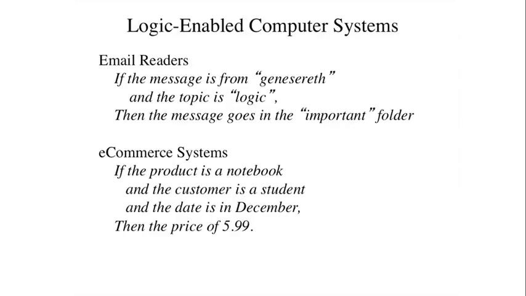As pervasive as logic is in human affairs, it's not limited to purely human use. Logic is increasingly being used at the interface between man and machine, especially in logic-enabled computer systems, where the users can view and edit logical sentences. Think, for example, about email readers that allow users to write rules to manage incoming mail messages, deleting some, moving others to various mailboxes, and so forth, based on properties of those messages. In the business world, there are e-commerce systems that allow companies to encode price rules based on the product, the customer, the date, and so forth.